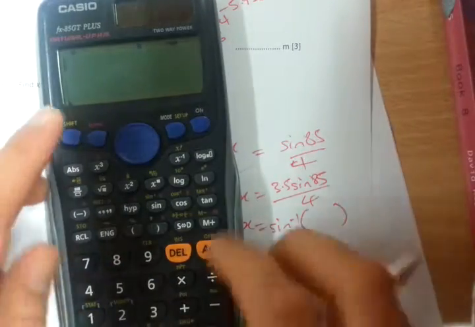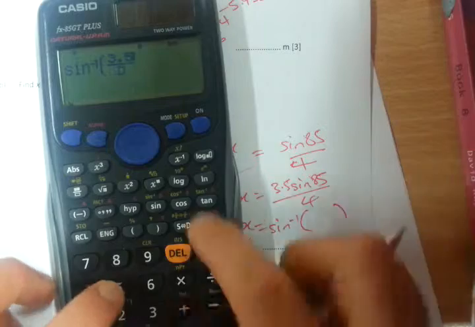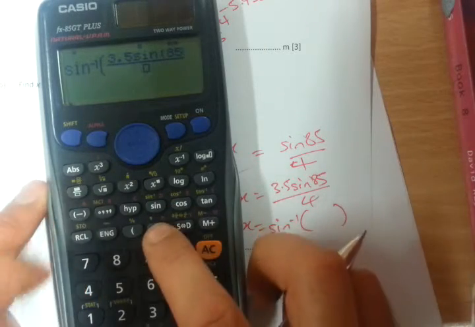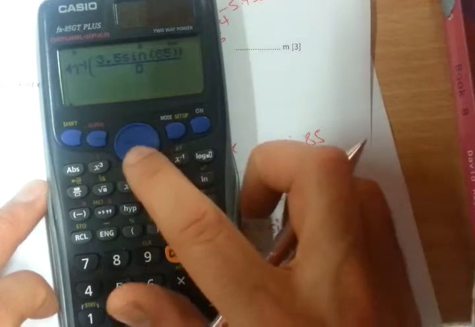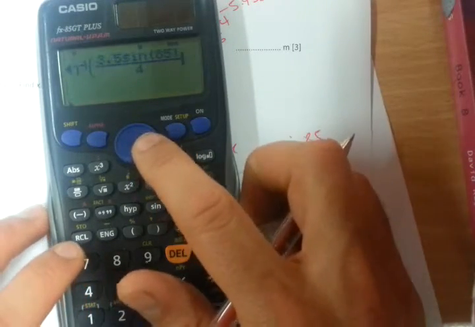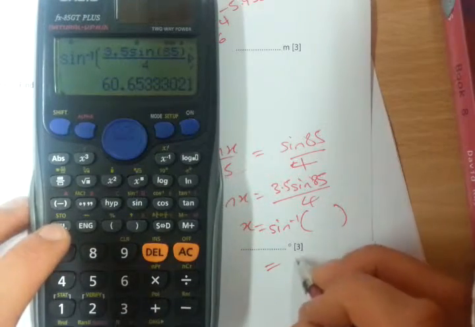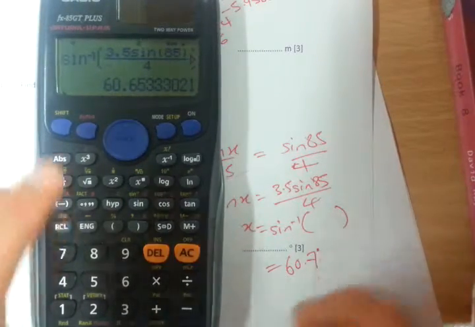I'm going to just work it out and tell you what the answer is. Actually, no, I might as well show you how I type it in. So I'll do shift sine and then brackets and then 3.5 sine 85. You need to close your brackets because a trigonometry function within a bracketed expression doesn't work. Over 4, right click, close bracket, equals 60.6, or 60.7, sorry. There you go.